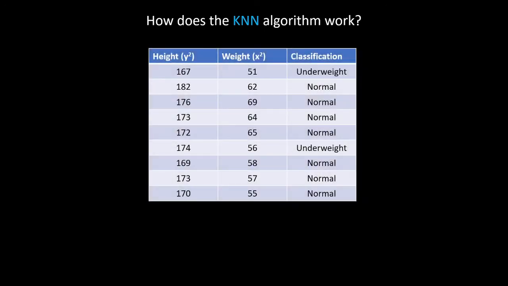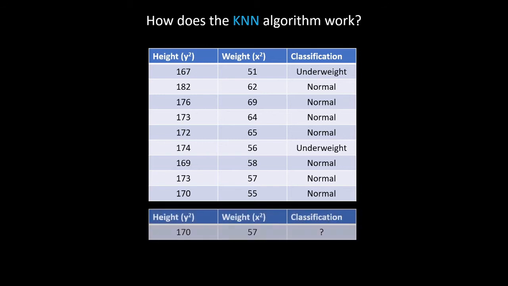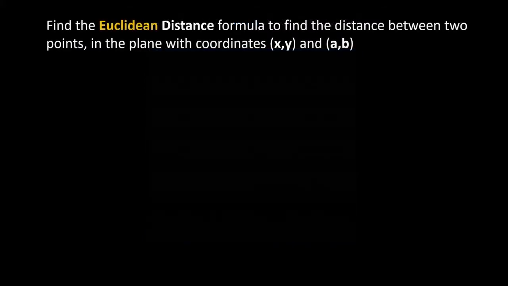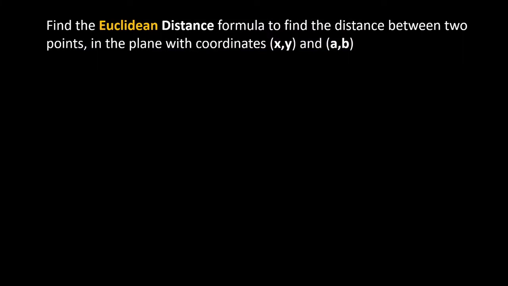Okay, so how does the KNN algorithm work? If you look at this chart, I've got two features, height and weight. And I'm trying to classify either underweight or normal weight. And I've got my sample data point that I'm trying to predict. I look at this and I say, is this going to be underweight or is this going to be normal? Now, the way we do this is with the Euclidean distance formula.